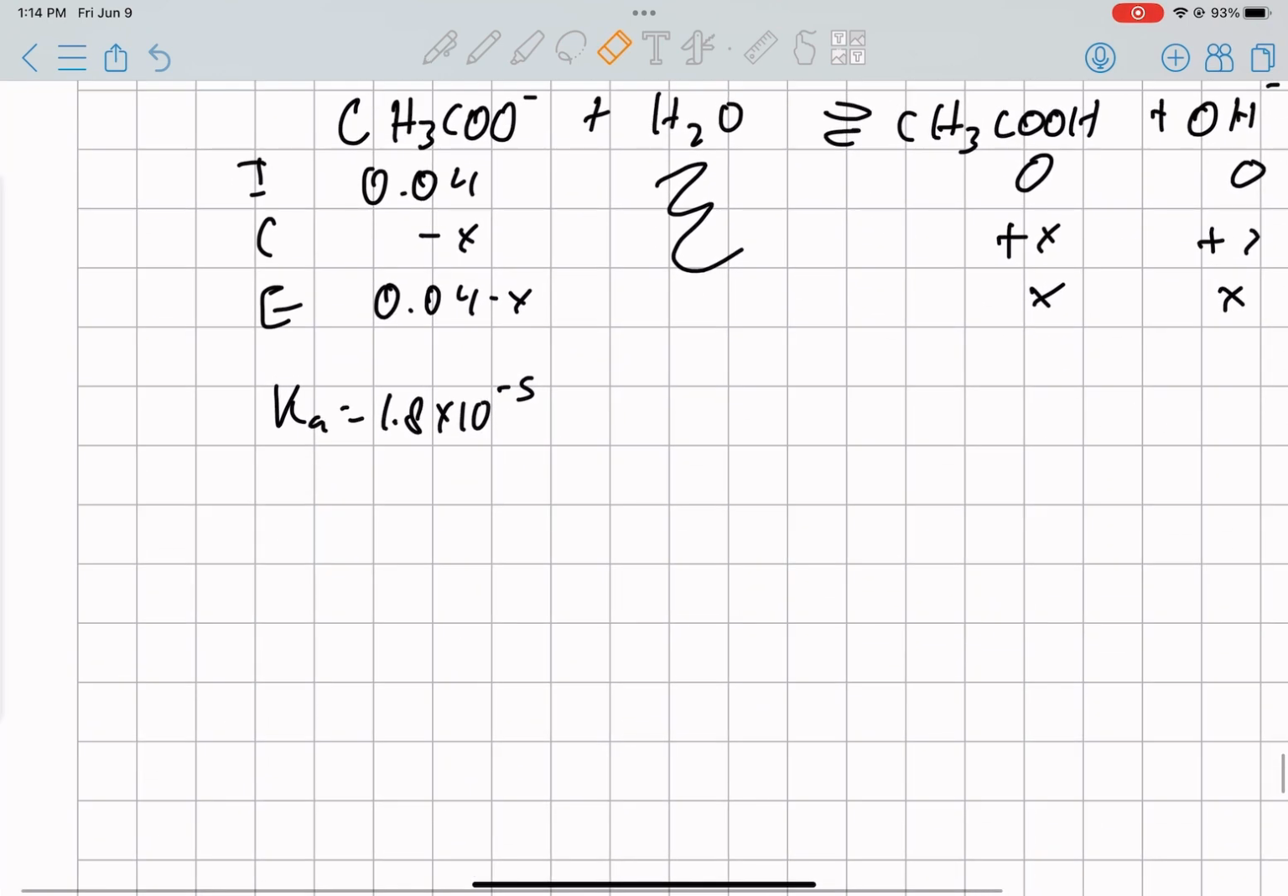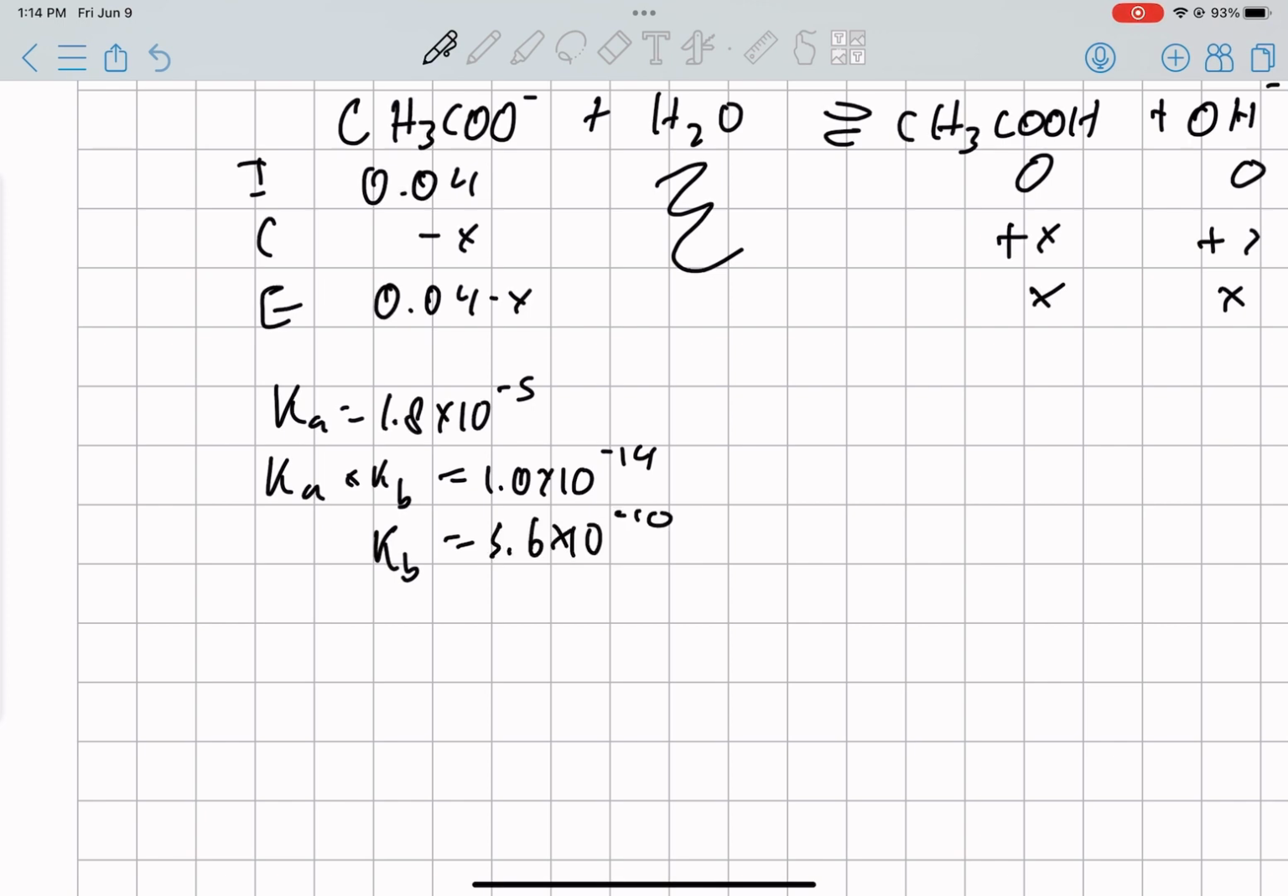And we know that any Ka times any Kb is equal to 1.0 times 10 to the negative 14. And so Kb, if we just put this in here and divide, Kb is equal to, let me use my calculator, 5.6 times 10 to the negative 10. Great. So we use this and these values to solve for a value of x.